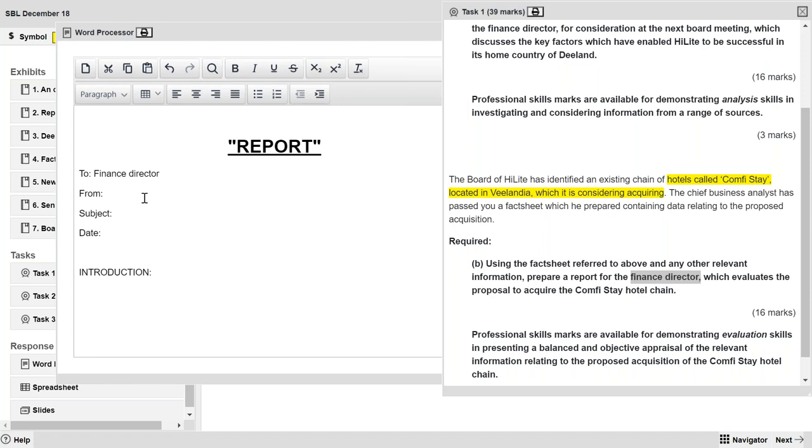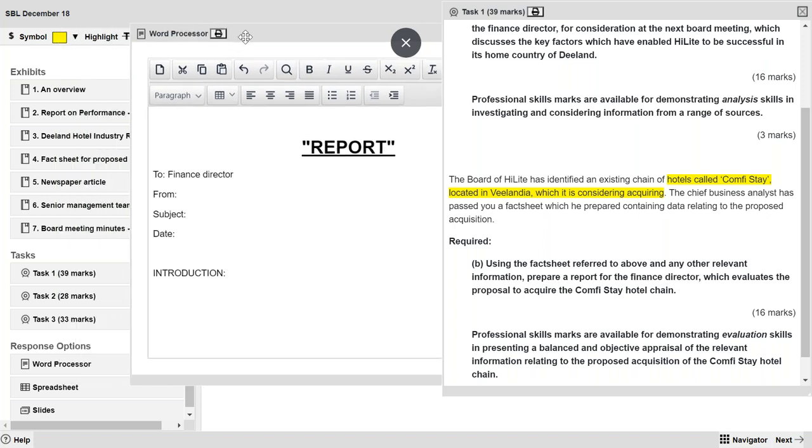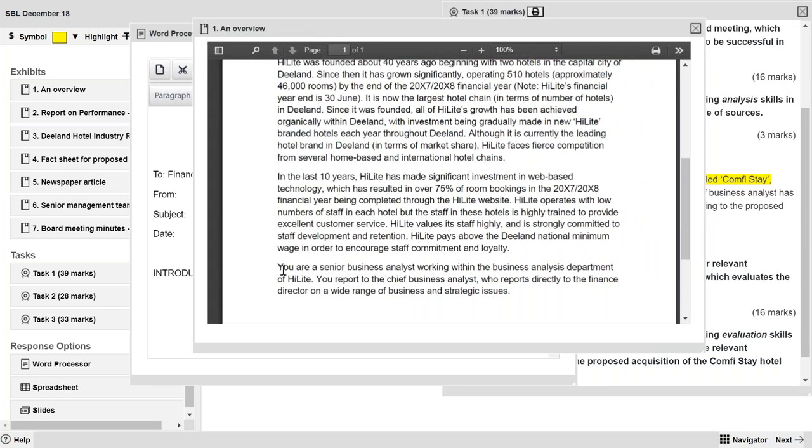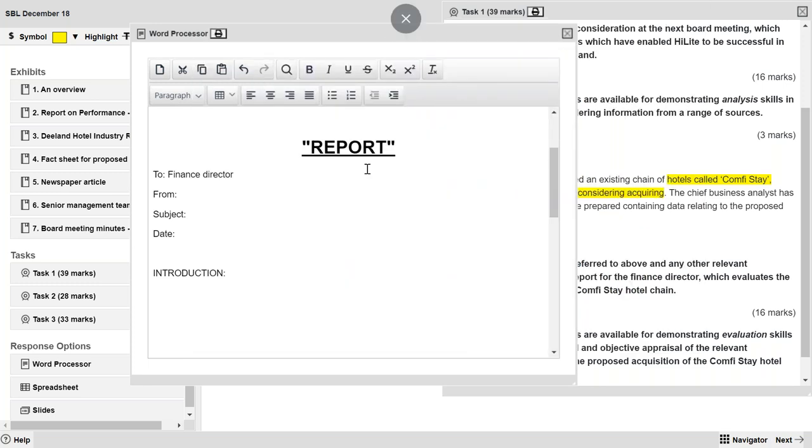From, what is my role? So my role is actually mentioned in the overview document which we haven't read, which we will read. So it says here, you are a senior business analyst working within the business analysis department of Highlight. So what is my role? I am a senior business analyst. Control C. I close this window. I go here, from, Control V, I change small s to big, senior business analyst.